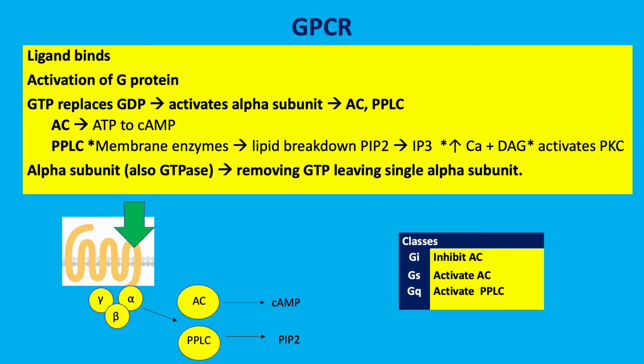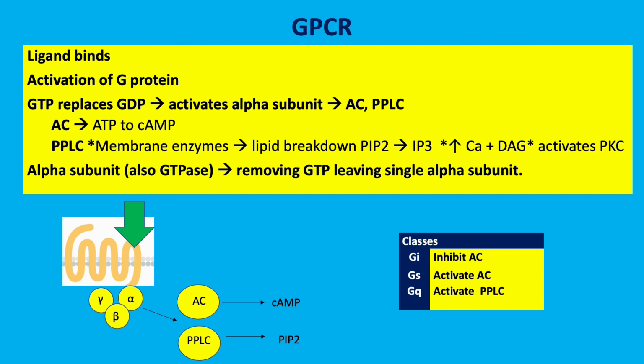This causes the alpha, beta and gamma subunits to dissociate, the alpha one alone activating either an enzyme, adenyl cyclase, which converts ATP to cyclic AMP, or the membrane enzyme phospholipase C, causing lipid breakdown of PIP2 to IP3, which increases cyclic levels of calcium. Also, in addition to the formation of IP3, you get DAG formation, which activates protein kinase C.